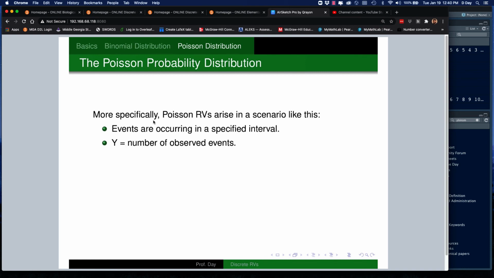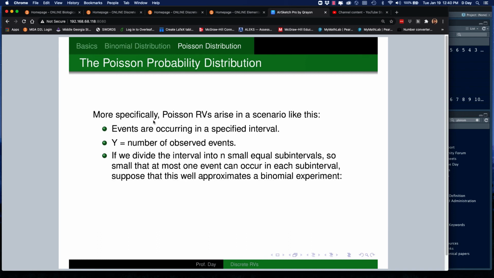The variable of interest, or our random variable, is defined as the number of observed events during that specific period of time. Those are really two of the mainstays, the two important things about Poisson.